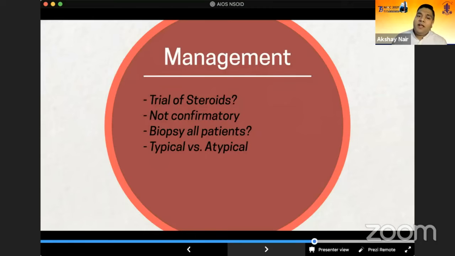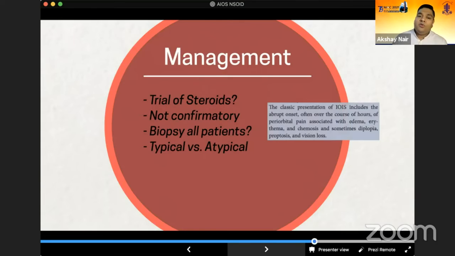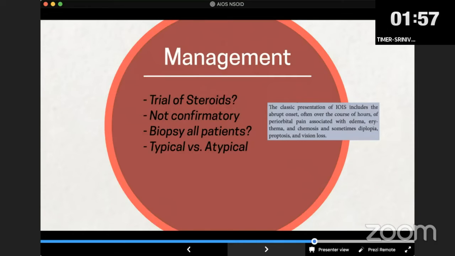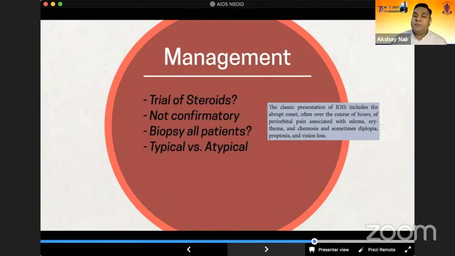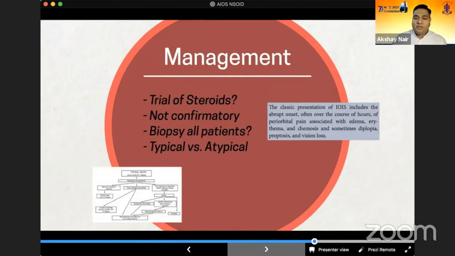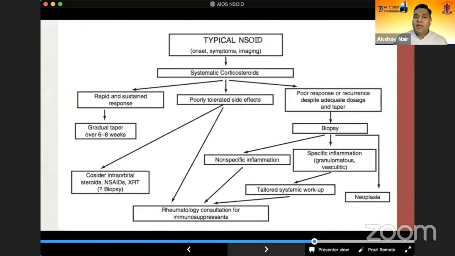How do you manage? Do you always give a trial of steroids? No, because a response to steroid is not confirmatory of idiopathic orbital inflammatory disease. Do you biopsy all patients, or do you see only typical or atypical cases? So literature tells that the classic presentation is abrupt onset, pain, periorbital edema, erythema, chemosis, and even diplopia, proptosis, and vision loss. This is typically what we see, and therefore this algorithm will help you.